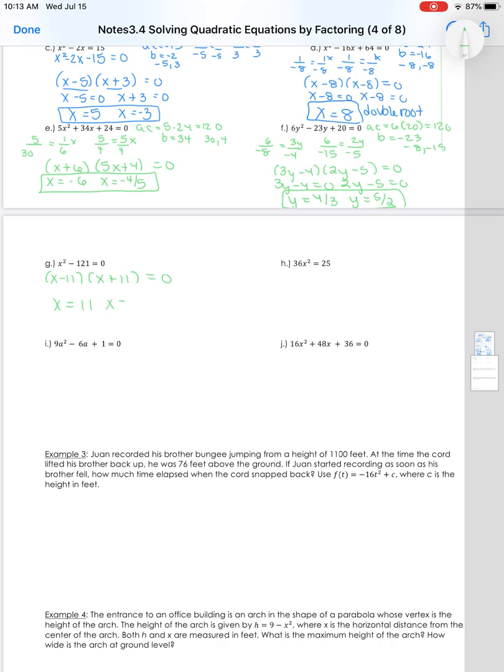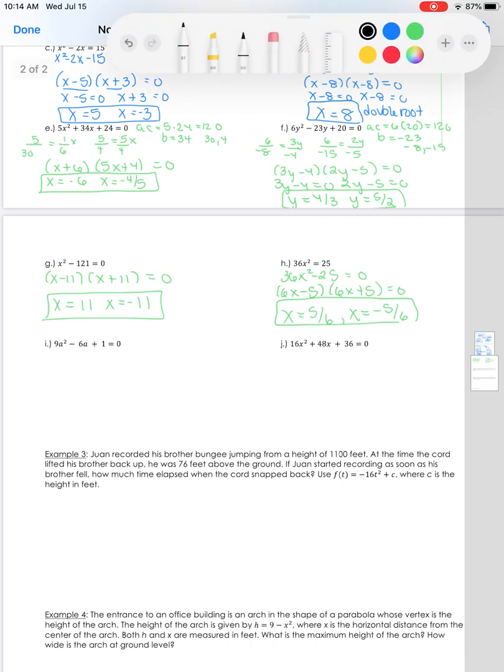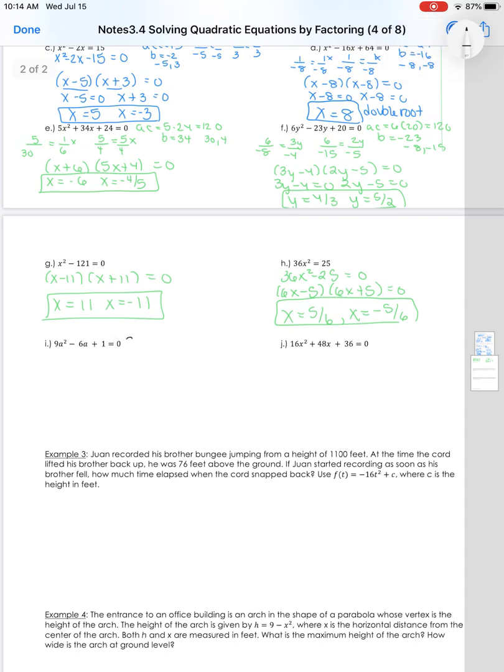All right, couple more. So we have x squared minus 121. Well, that's two terms, so this is a difference of squares, x minus 11, x plus 11. Set each part equal to 0, and you get 11, and you get negative 11 for your two answers. For h, you got to bring the 25 over first. Set it equal to 0, and again, difference of squares. So 6x minus 5, 6x plus 5. Set each part equal to 0, and you get 5/6, and you get negative 5/6 for those.